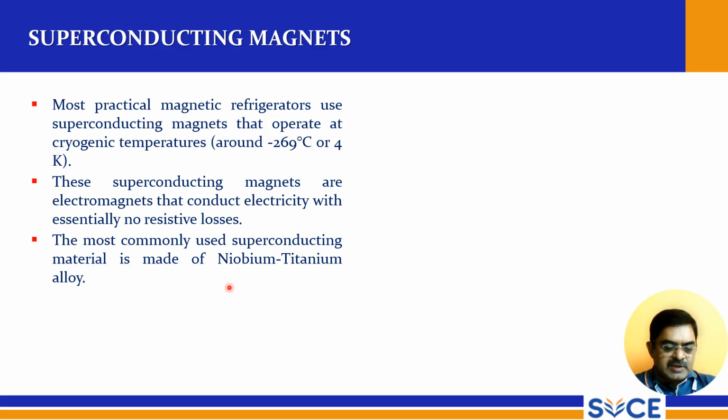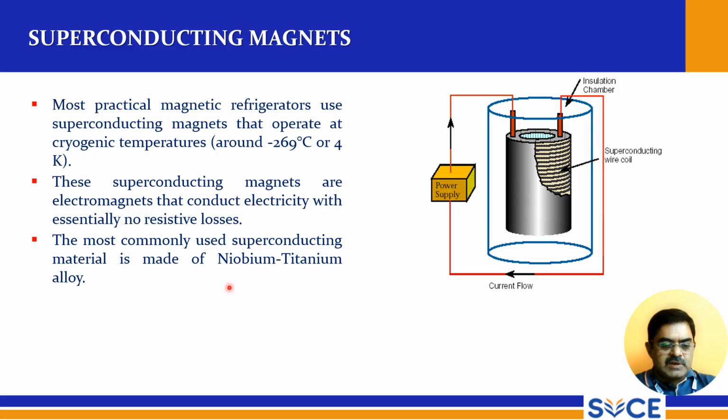niobium and titanium alloy, and this is the structure, and we have a power supply. We are giving power to the superconducting wire coil, and this is the casing, and internally the superconducting coil is placed like this, and here is the insulation layer, insulation chamber. Within this insulation chamber the superconducting coil is kept, and the power supply is given to both terminals of the coil, and this is the superconducting magnet.